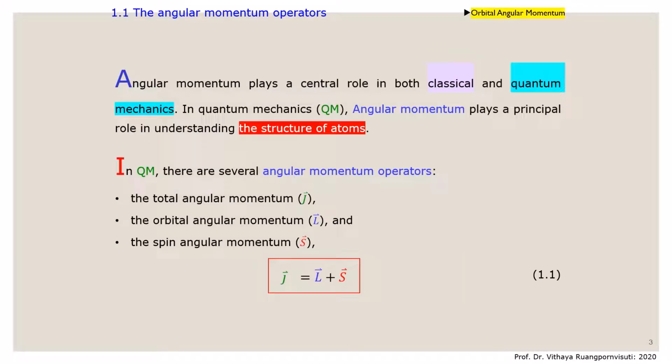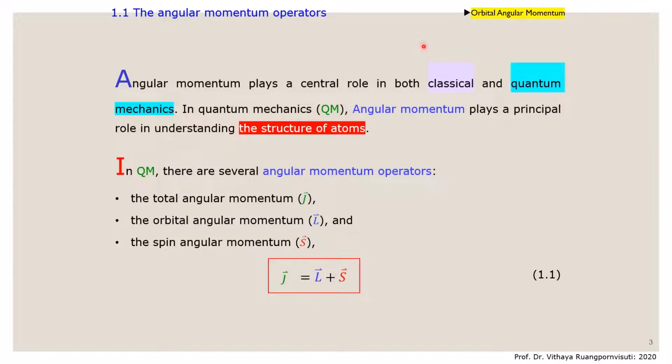The angular momentum operators. Angular momentum plays a central role in both classical and quantum mechanics. In quantum mechanics, angular momentum plays a principal role in understanding the structure of atoms. There are several operators of angular momentum.